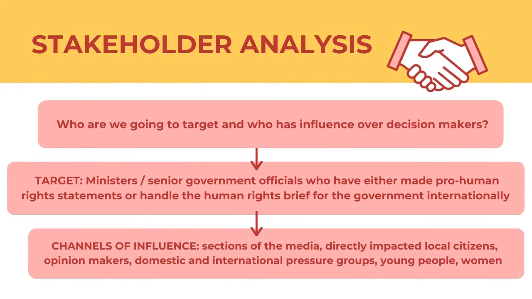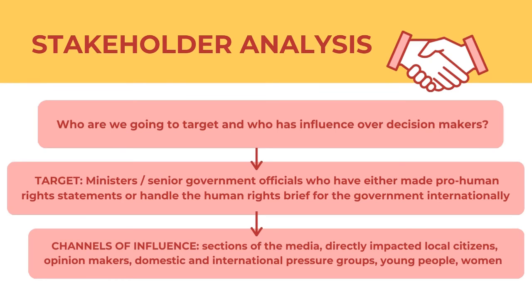Now let's move to the stakeholder analysis and campaign targets and channels of influence. When you start to think about your objective and what you want to do, you need to think about who you need to target and who you need to get on your side to put pressure on these targets, and what you need to do to help them apply this pressure.